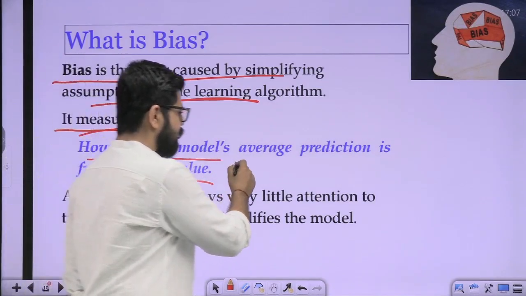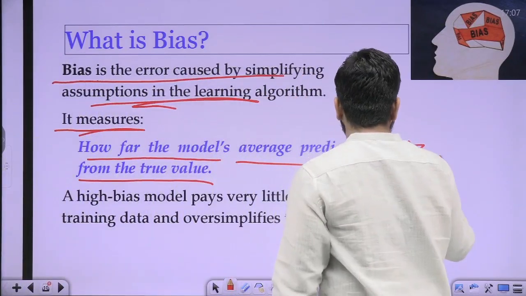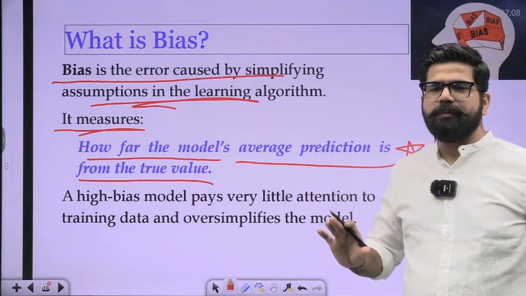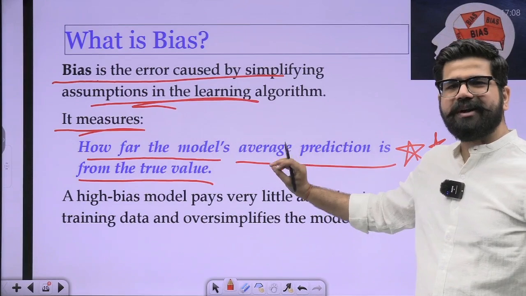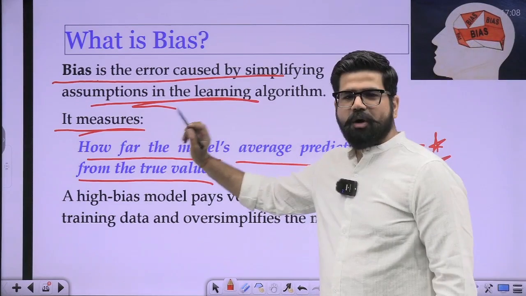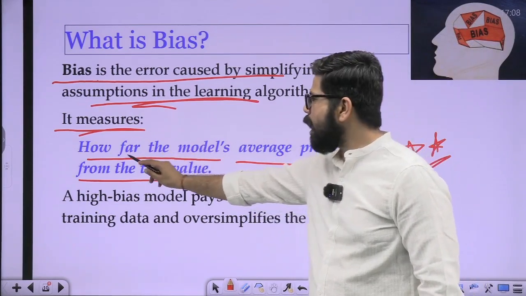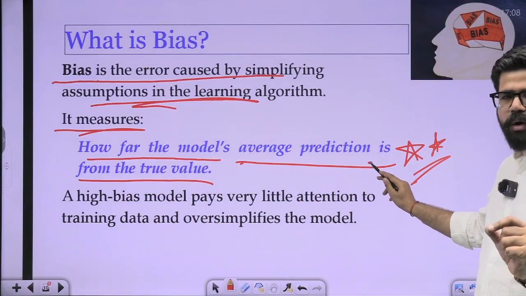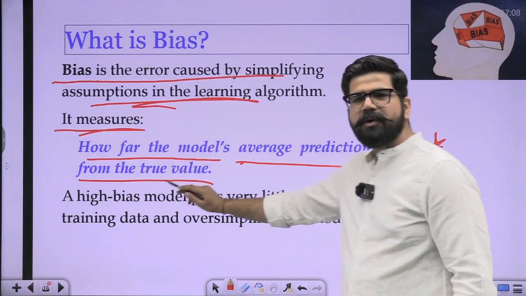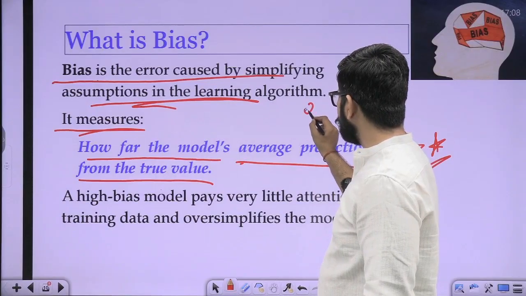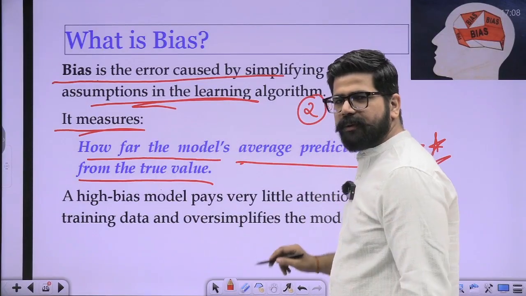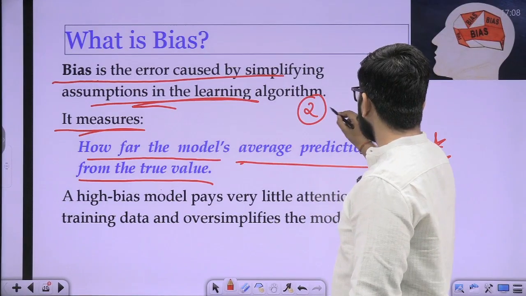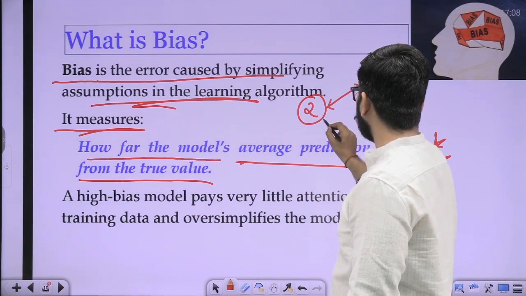This is an important line which I have already marked in a separate section. If you forget everything about bias but still remember this, you can relate the things: bias reflects how far your model's average prediction is from the true value. For example, the true value is 2, but your model prediction is 2.8, or 3.5.